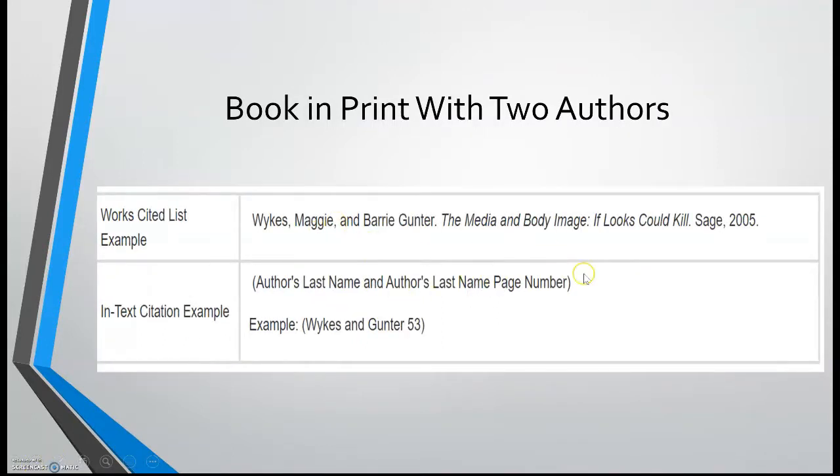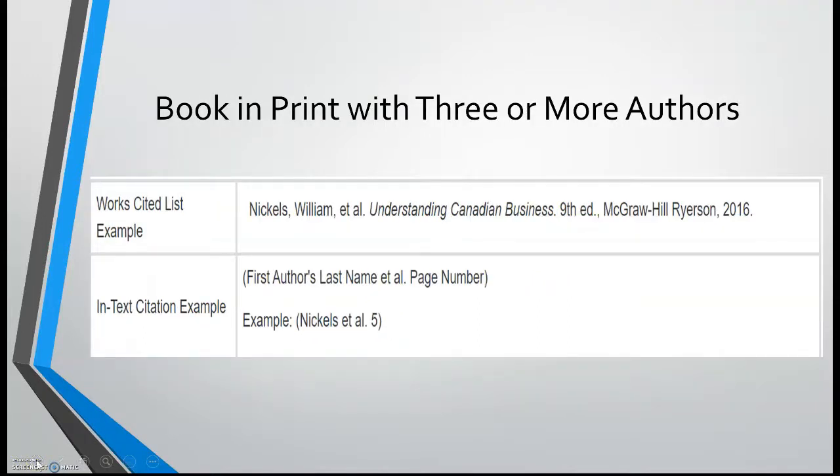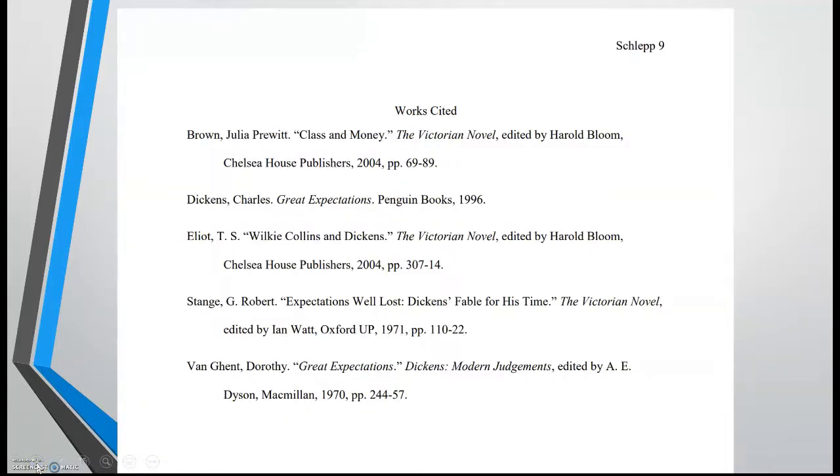So again, this is a book in print with two authors. Here's the first author, here's the second, and we do Wykes and Gunter and the page number. If you have 3 or more authors, you just write the first author's name, et al., and the page number. So that's basically what it is when we talk about in-text citations.